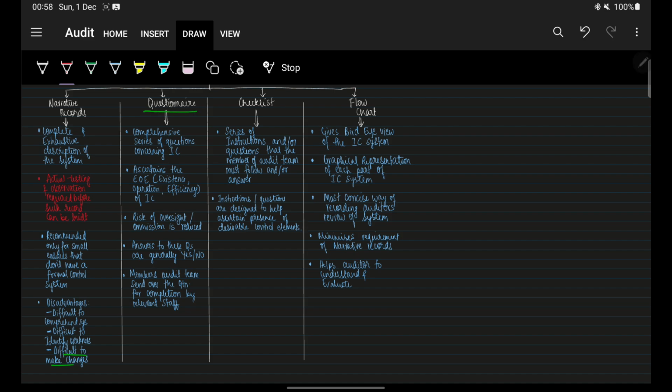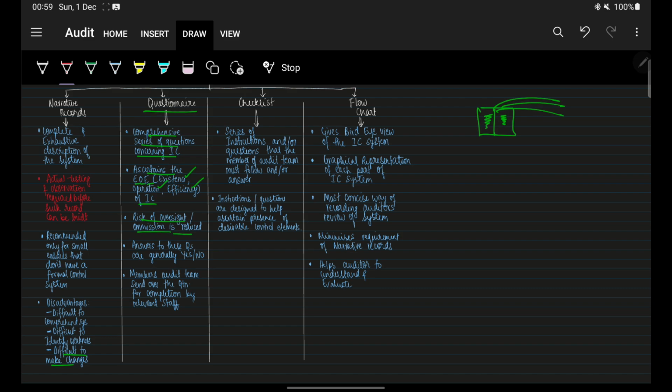Basically you just type up a bunch of questions that you want to know and then you send it to other parties. It is a comprehensive series of questions concerning the internal control. It ascertains the existence, operation and efficiency of IC, so most of the questions will be regarding the existence, operation and efficiency of IC. The risk of oversight or omission is reduced.